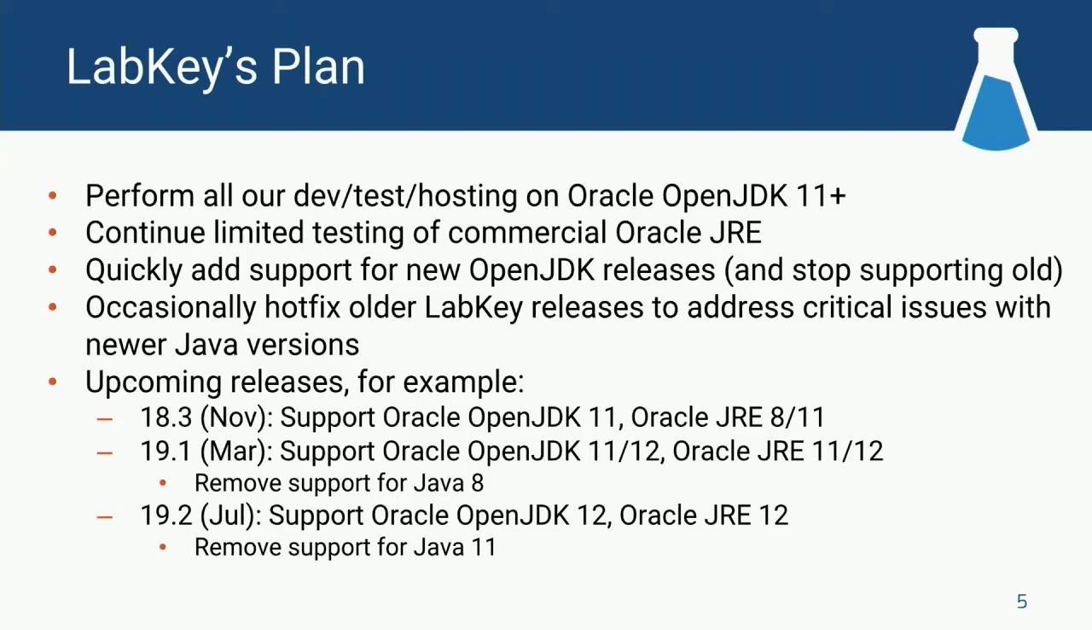Our 19.1 release, which comes in March of next year, we expect to support OpenJDK 11 and OpenJDK 12. What happens in March is that OpenJDK 12 comes out, so it comes out at about the same time as our release. It makes sense for us to continue supporting 11 and 12 in that release. Likewise, we'll support the commercial versions of those as well. And we'll remove support for Java 8 at that point.